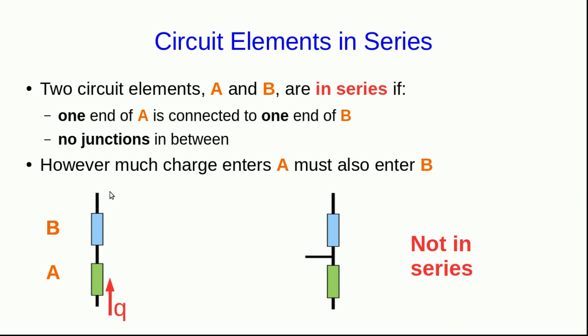And note something about circuit elements in series. Whatever charge enters A here, since it never stops in A, no circuit element ever builds up charge, not even capacitors. Remember, the total charge in a capacitor is always 0, so all that charge has to move on to B. Whereas in the case where they're not in series, the charge that comes into the first element here doesn't necessarily all go into the second element, because some of it could take the path down the other wire at the junction.